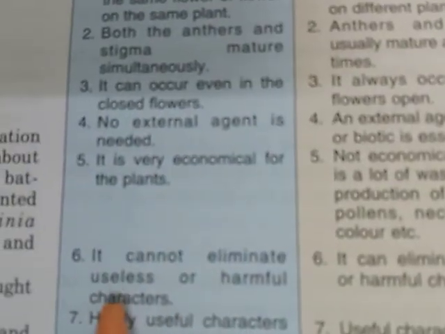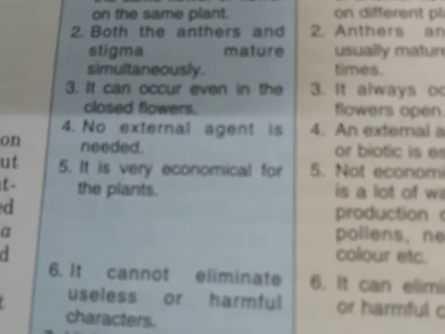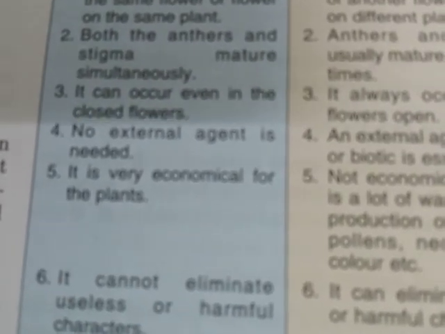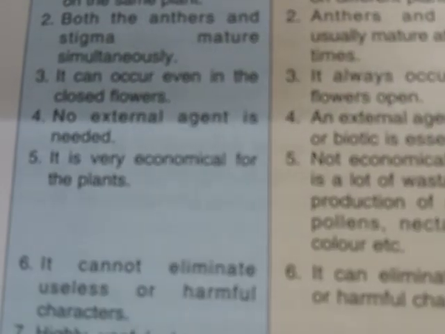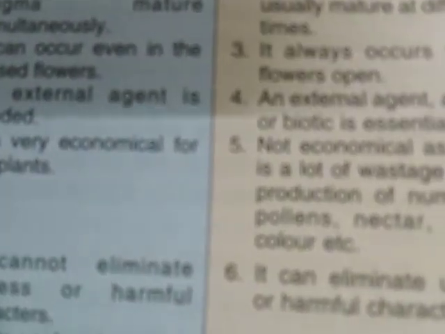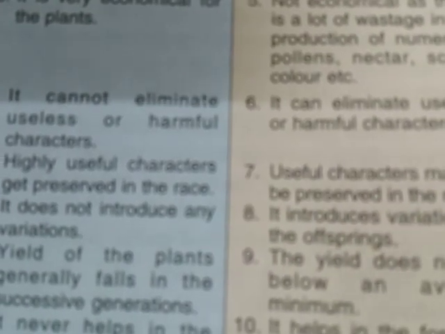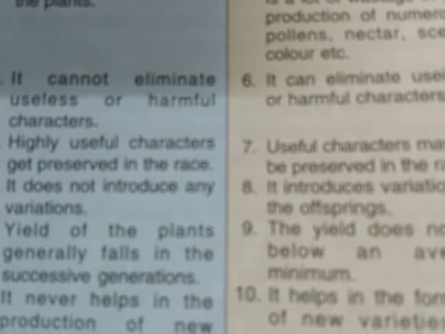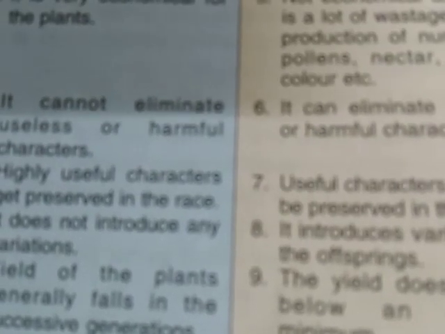Self-pollination cannot eliminate useless or harmful characters. In self-pollination, the same characters continue from generation to generation, but cross-pollination can eliminate useless or harmful characters. In self-pollination, highly useful characters get preserved in the race, while in cross-pollination useful characters may not be preserved because there is mixing.